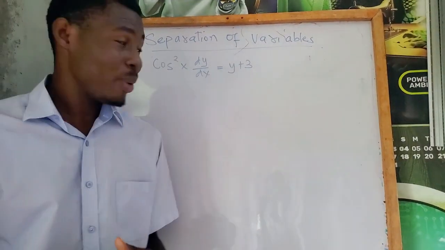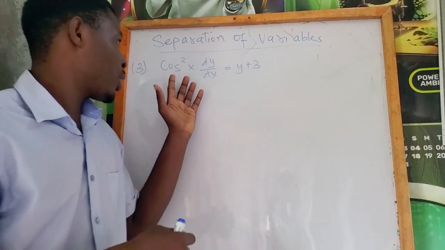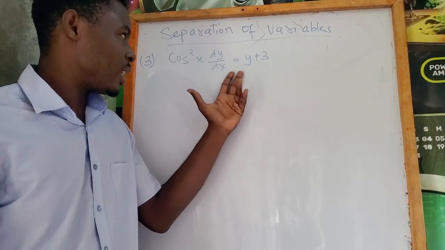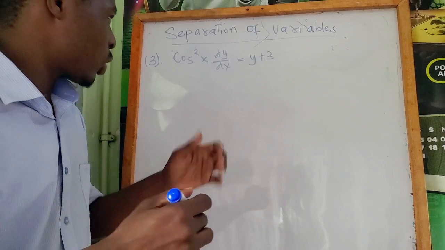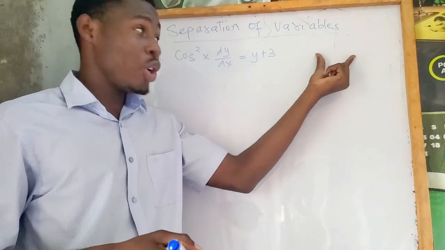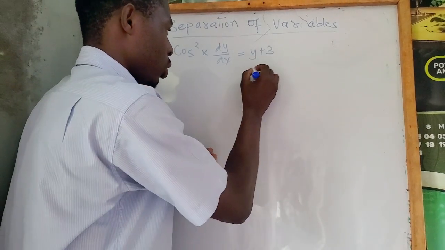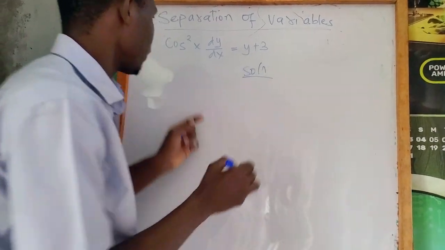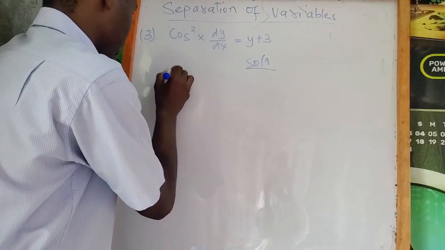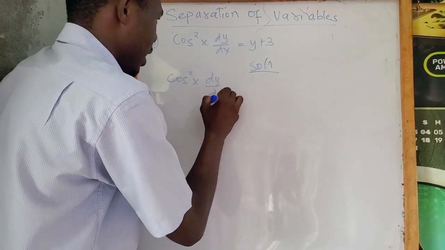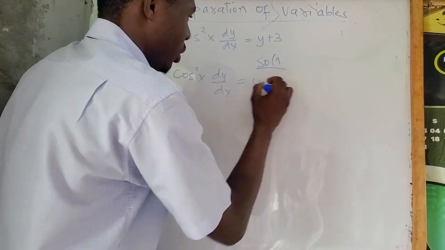Welcome to another example. So in this example, we are going to be looking at a trig function. So this is cos square x, dy dx is equal to y plus 3. Let us solve this. You can see we have no initial condition, so what we are looking for here is just the general solution. So solution: cos square x dy dx is equal to y plus 3.